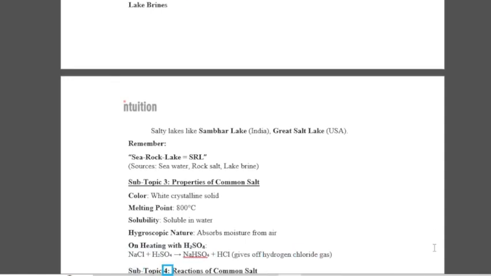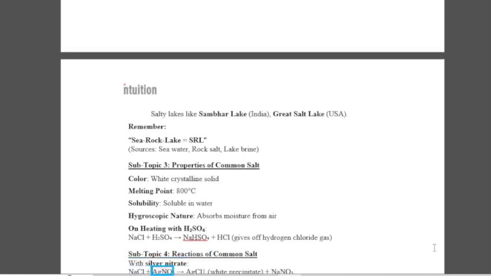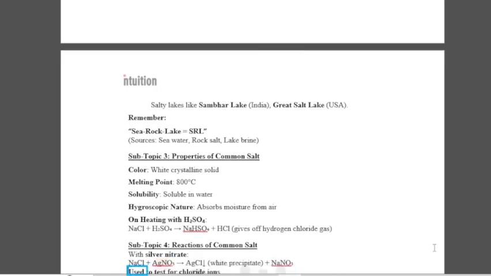Subtopic 4: reactions of common salt with silver nitrate. NaCl plus AgNO3 gives AgCl, a white precipitate, plus NaNO3. This is used to test for chloride ions.